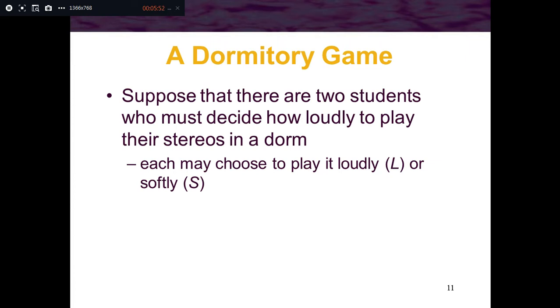So let us see how they can be challenged with the dormitory game. Suppose that there are two students who must decide how loudly to play their stereos in a dorm.